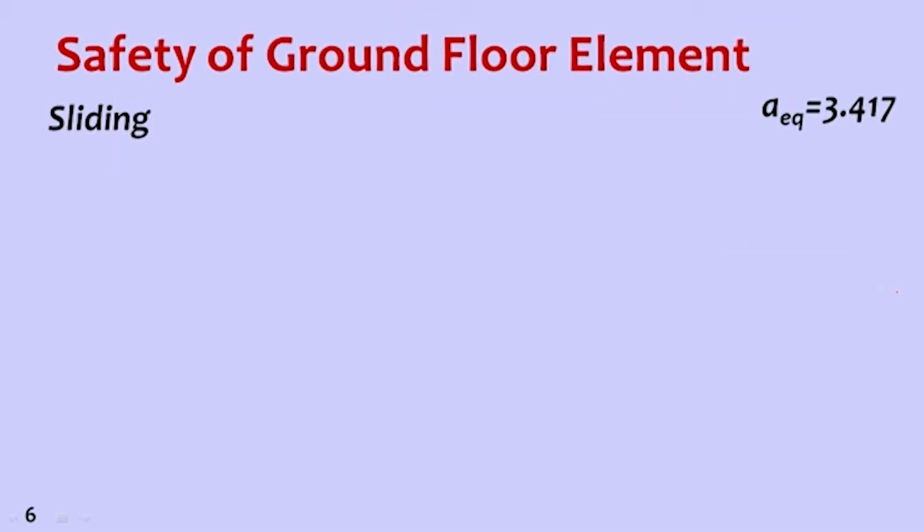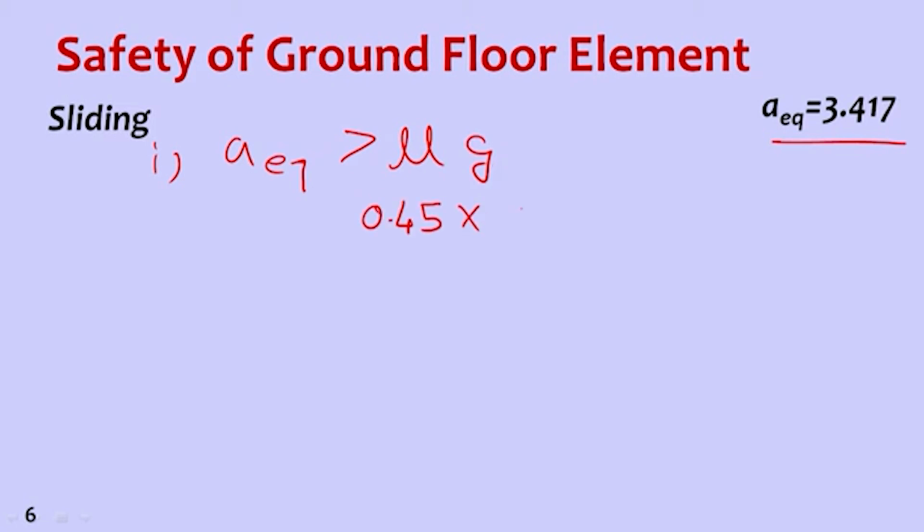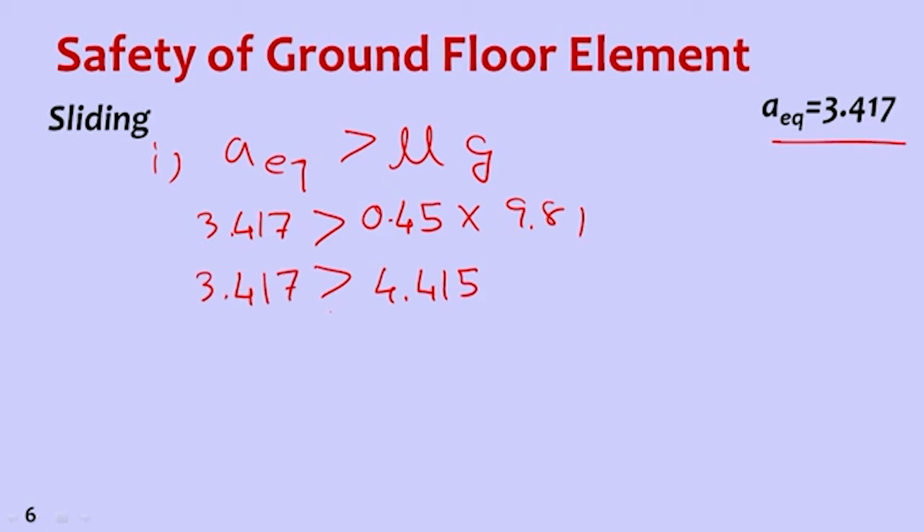Now let us start with sliding. AEQ is 3.417. For sliding, the first condition is whether AEQ is greater than mu g. Mu is 0.45 multiplied by 9.81, and AEQ is 3.417. This gives me 4.415. So 3.417 is not greater than 4.415. This condition is not met, so we will write it as no.